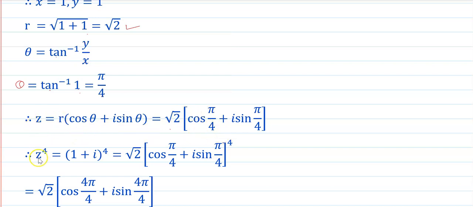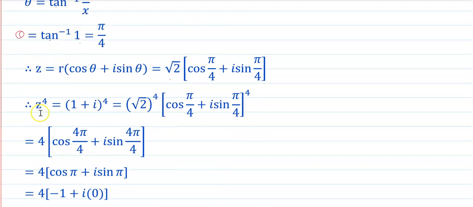If it is z raised to 4, we want to find out the value of z raised to 4. Therefore, z raised to 4 is equals to 1 plus i bracket raised to 4. And that is root 2 bracket raised to 4 and next, cos of pi by 4 plus i times sin of pi by 4 bracket raised to 4. Again, by using this de Moivre's theorem. Root 2 raised to 4 means what? Root 2 into root 2 into root 2, 4 times. Then root 2 into root 2 is 2.